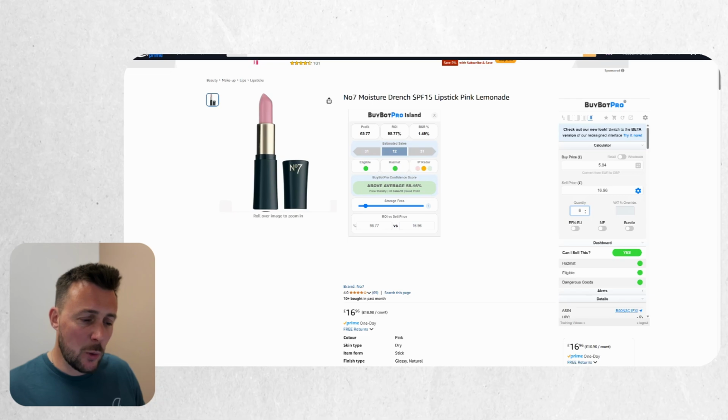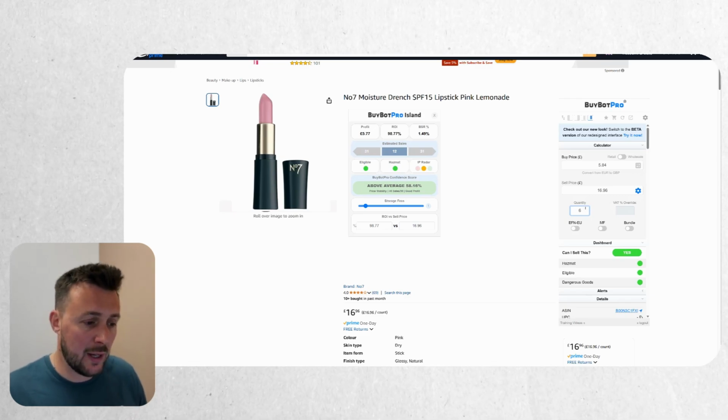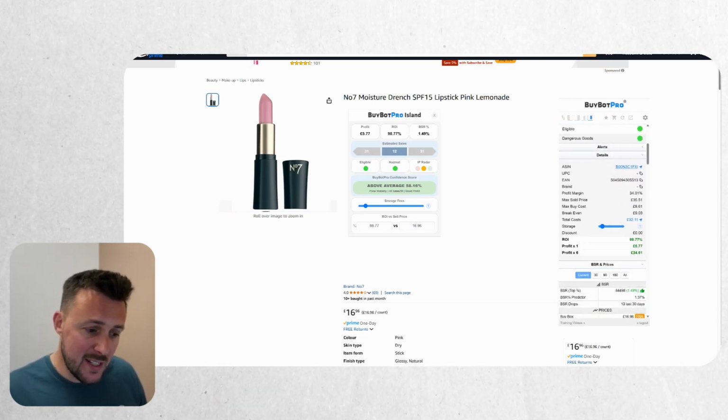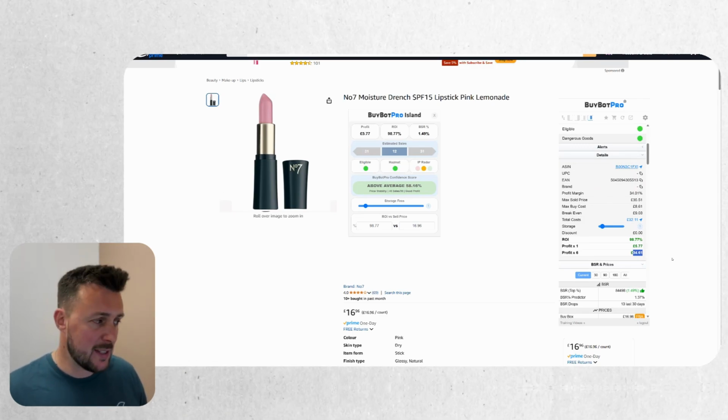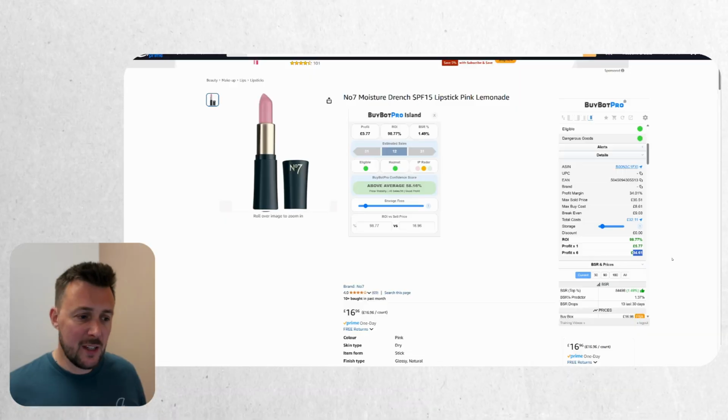So anyway, I've entered a quantity of 6 here because Boots don't like us ordering any more than 6. And if I scroll down, I can see that from just this one product, I can make £34.61. Now this took me a matter of minutes to find. These deals are available all over the internet.